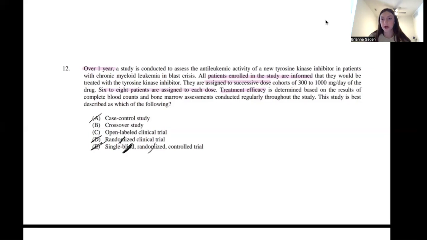And we know this is a clinical trial. We're looking at the treatment efficacy of this new drug. And it's open label. Everyone knows what they're getting, the researchers and the patients, and we're able to see which of those patients' complete blood counts and bone marrow assessments look the best. So we can go ahead and circle C, open label clinical trial, as the answer choice to this study. Again, I think it's important to know the basics, the breakdown definitions of what these words mean, because it can really help you rule out a lot of answer choices and get you some freebies on Step 1.